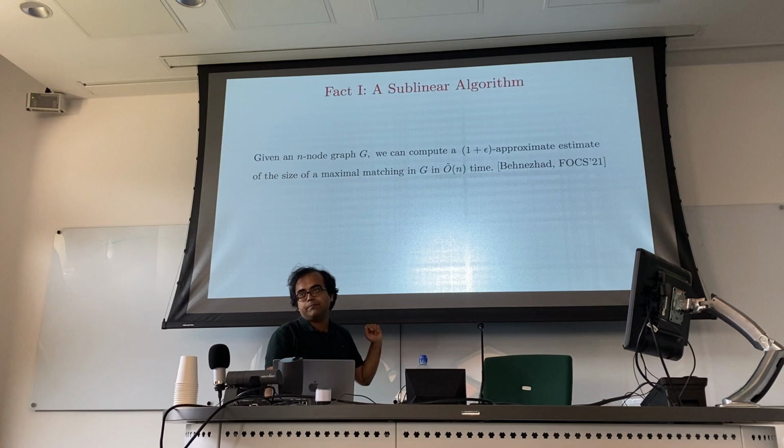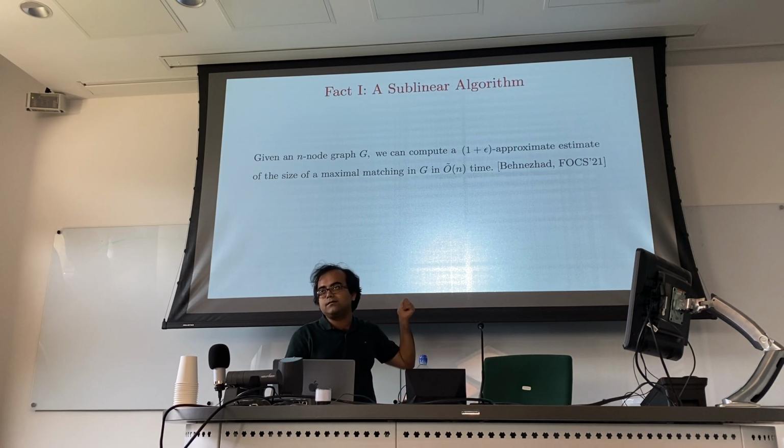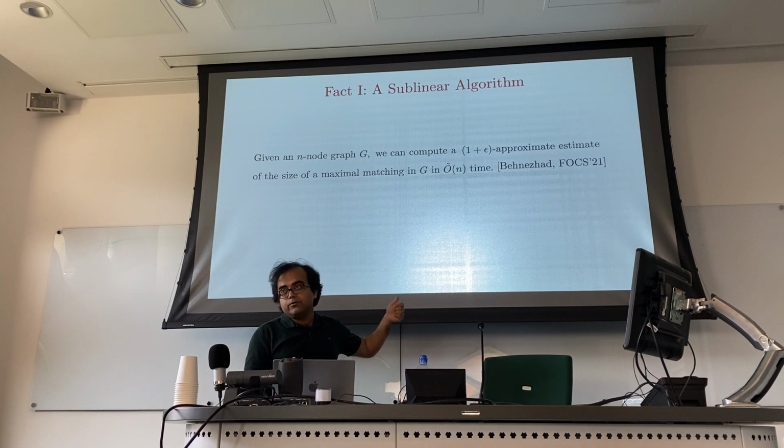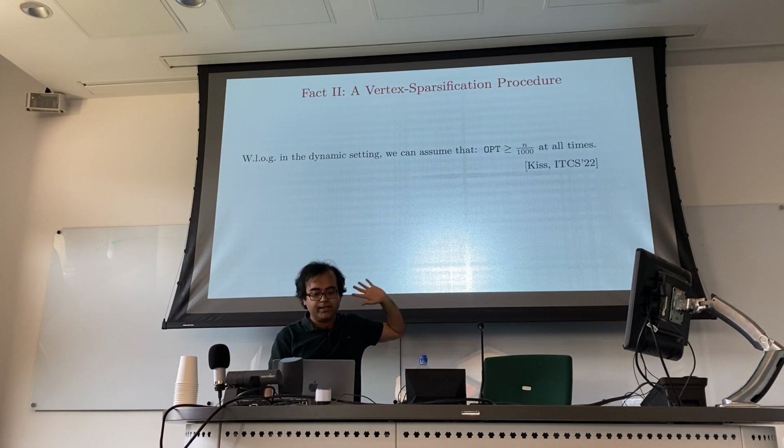in n polylog n time. And why is it sublinear? Recall that n is the number of nodes, whereas the number of edges can be as large as n squared. So we don't even need to read all the edges to form an estimate of the value of the maximal matching. And this only works for the value version. In the sublinear world, there are lower bounds which say that you cannot return a matching in sublinear time.